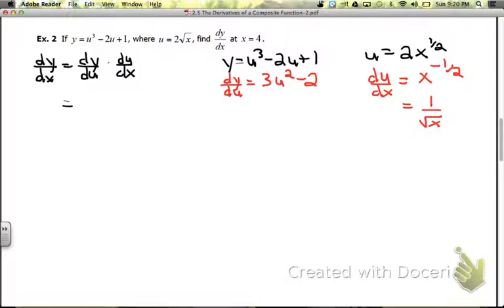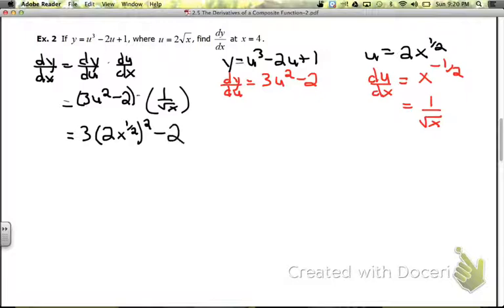So we have 3u squared minus 2 times 1 over root x. So let's replace our u there. So we have 3 times, our u is our 2x to the power of a half, all squared, minus 2, and when we multiply, this is all going to be over the root of x.